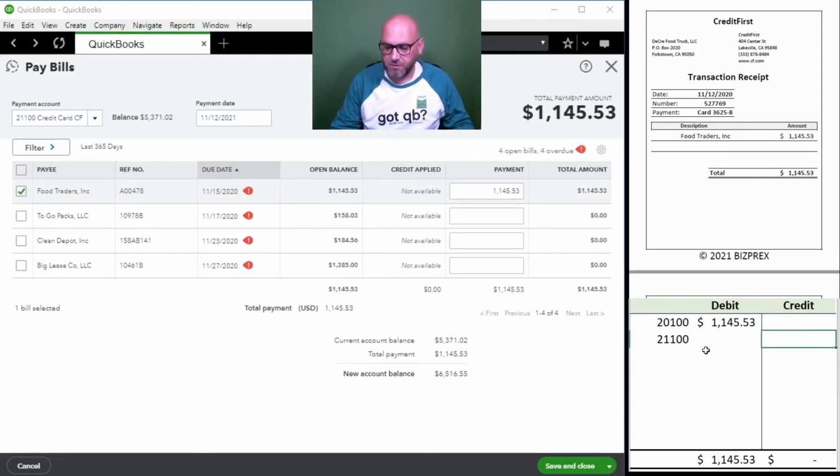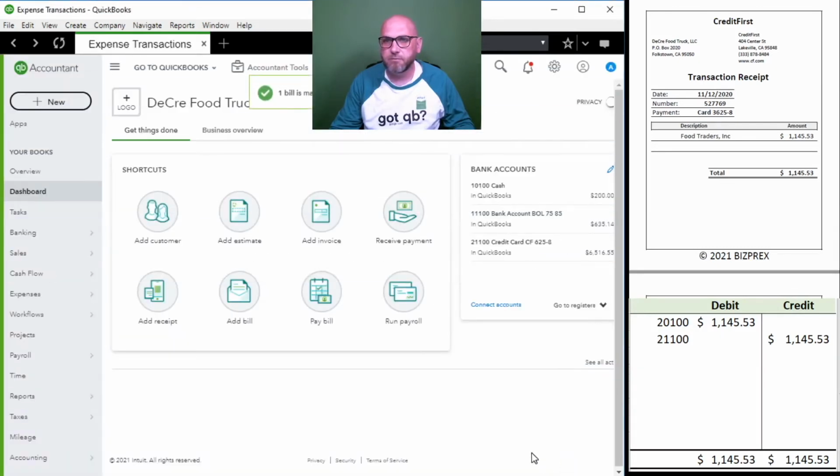All right, so here it is. We're moving it from one liability to another, right? Accounts payable being a liability, it's decreased when debited. Credit card being also a liability is increased when credited, right? So here it is. This amount right here, it is a credit to account 21,100 right here, and it is also a debit to account 2,100, even though you don't see it right here. All right. So save and close. All right.